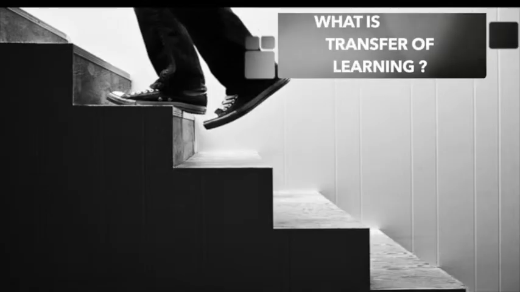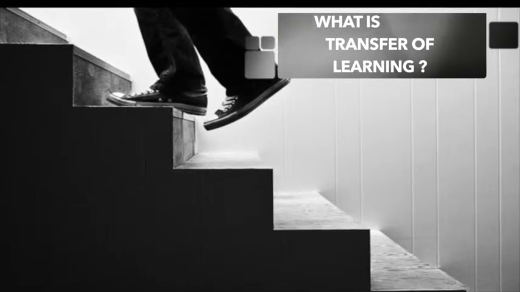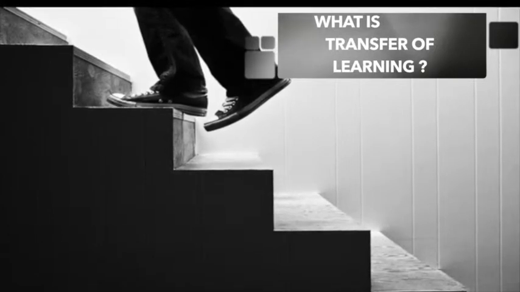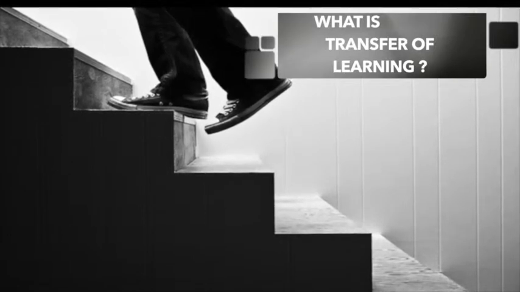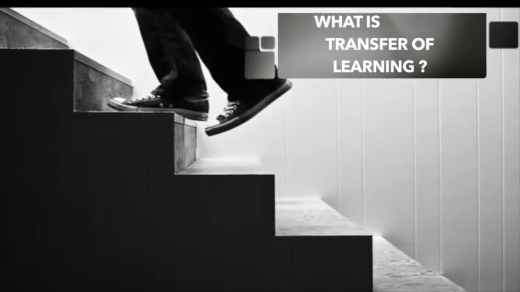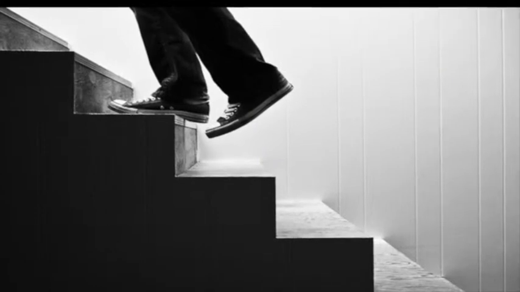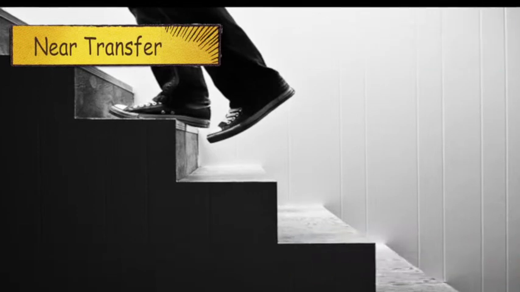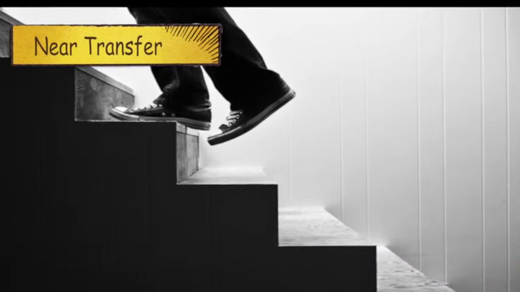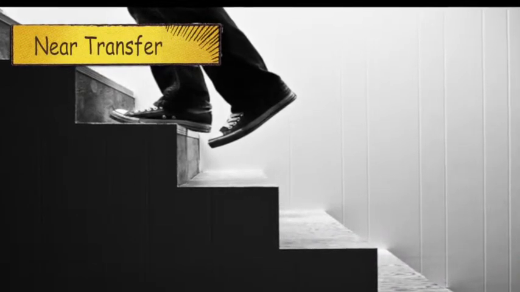What is transfer of learning? Transfer of learning is when an individual transfers what they have learned in one context to affect learning and performance in a new situation. In this presentation, we'll be talking about four major types of learning transfer: near, far, low road, and high road.